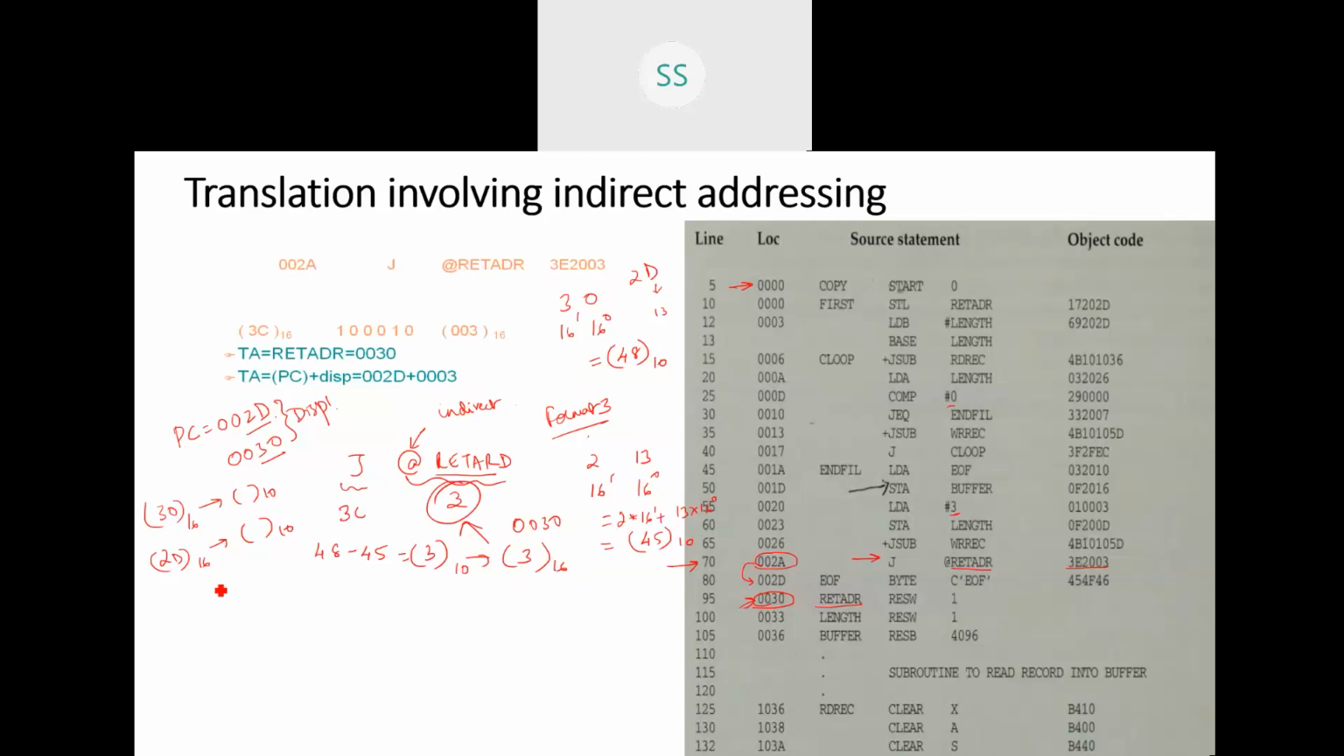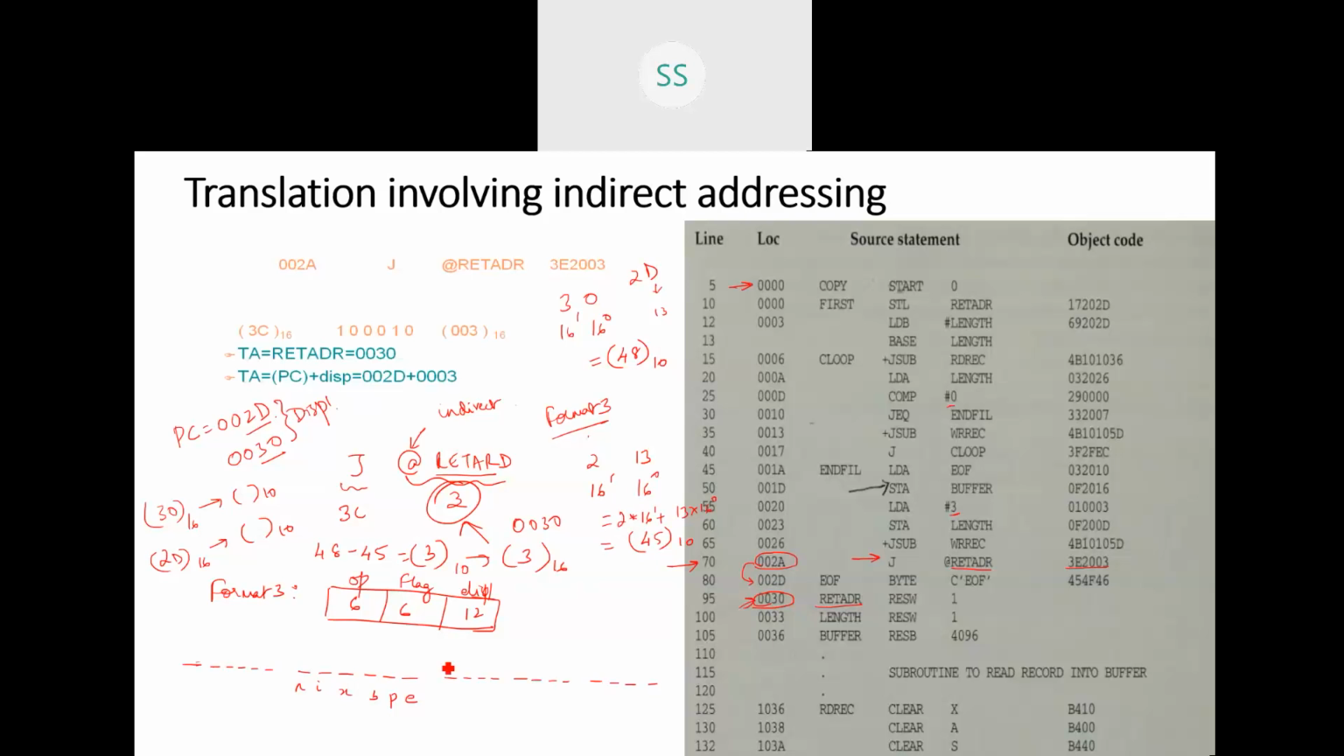Now coming to my format 3. What is my format 3? Always draw it in a rectangular column and write. This is said to be the opcode, then you have your flags, and then you have your displacement. How many bits? This is 6, 6, and you have your 12 bits, isn't it? So 6 bits for the opcode: 1, 2, 3, 4, 5, 6. Then the flags: N, I, X, B, P, E, and then 4 bits, 4 bits, 4 bits.